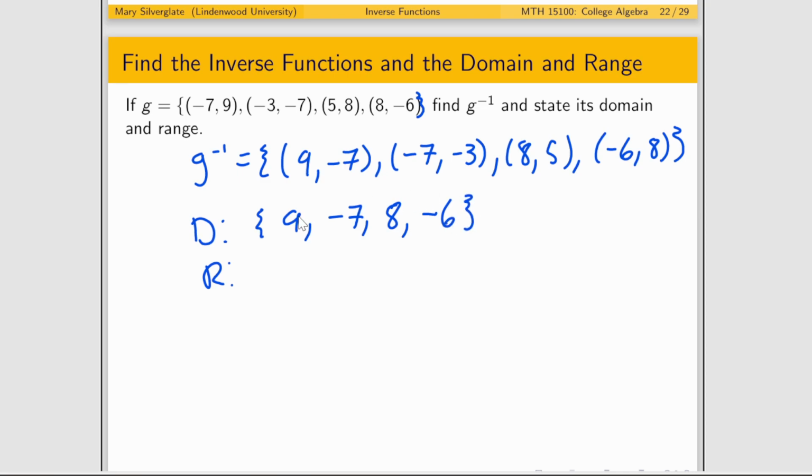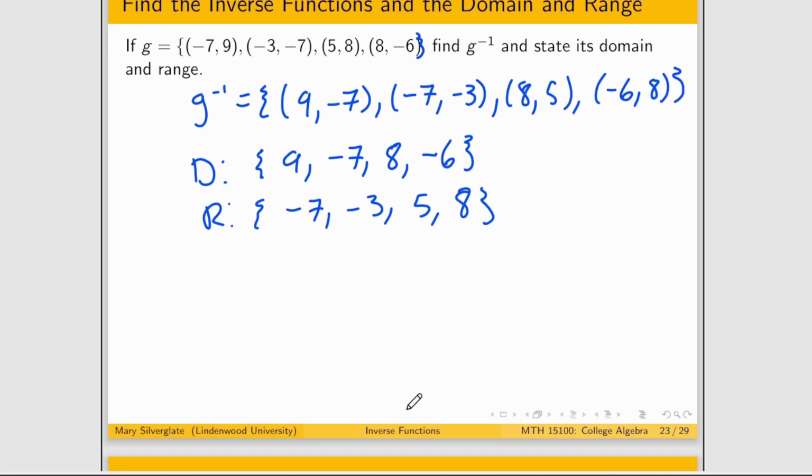Notice how I use curly braces to indicate we're not doing all the points in between. It's just literally those 4 x values. And the range would be negative 7, negative 3, 5, and 8. And notice all these elements in the domain were the range of the original. All these elements of the range were the domain of the original.